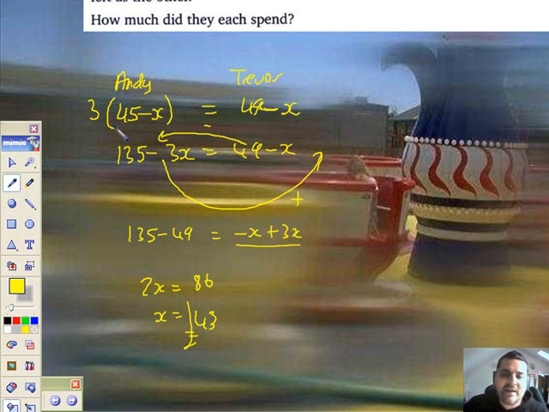So what did Andy have left? 45 take away 43, he had 2 pounds left. Let's just make it obvious. And Trevor had 49 take away 43, that's 6 pounds left. And look, Trevor's got 3 times as much as Andy, so we know we got it absolutely right.